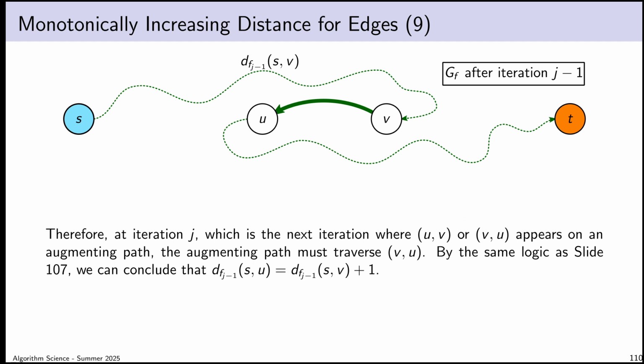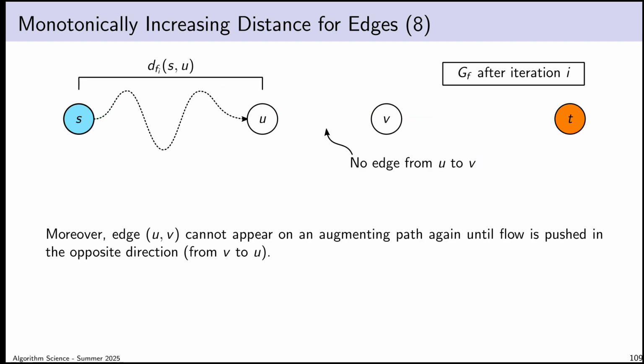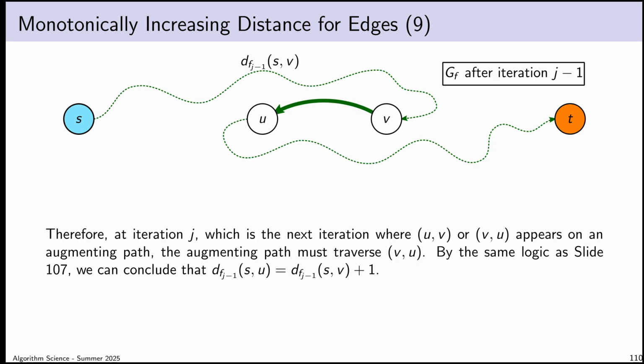And we know, because of what I said a minute ago, that as of iteration j, there will not be an edge from u to v, because until I push flow backwards, there is not going to be an edge from u to v in the residual network. And therefore, that means at iteration j, flow must be pushed from v to u. So iteration j is an iteration where these two vertices appear along an augmenting path.